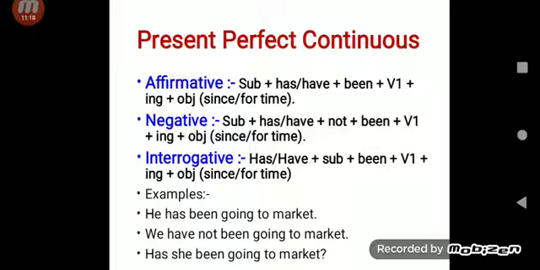So here, what is since/for time? Since and for are used when the time is given. If a particular fixed time is given, then you have to use since, and if an unfixed time is given, then you have to use for.